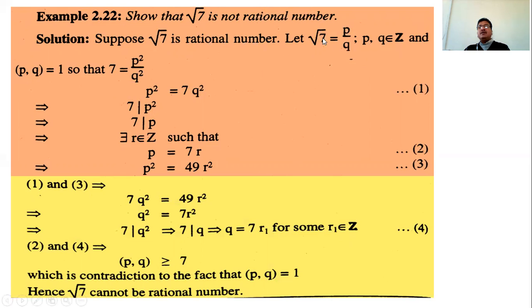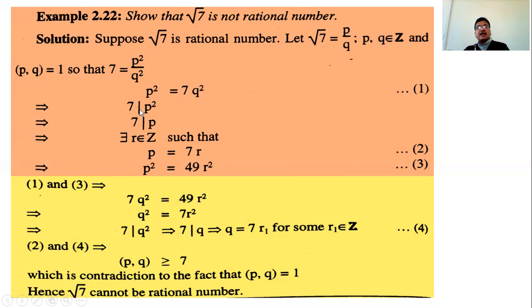Okay, and then what do we have? Squaring both sides, 7 is equal to p square by q square, and then p square is 7 into q square. This q is an integer, which means q square is also an integer, and therefore p square is expressed in the form 7 into some integer. This implies 7 divides p square, because p square is expressed in the form 7 into some integer.